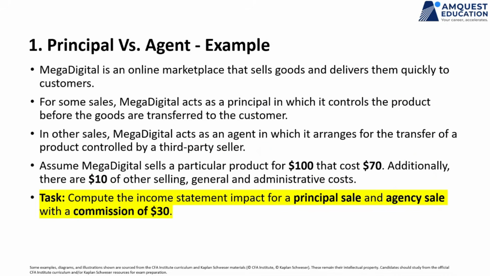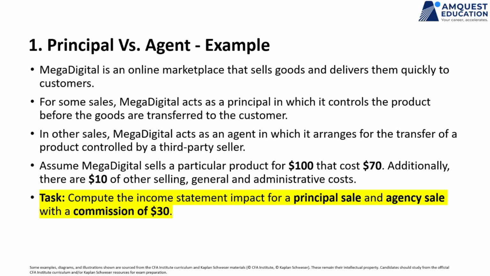Now, in this case, there is a principal versus agent example. Mega Digital is an online marketplace that sells goods and delivers them quickly to customers. For some sales, Mega Digital acts as a principal in which it controls the product before the goods are transferred to the customer. In other sales, Mega Digital acts as an agent in which it arranges for the transfer of a product controlled by a third-party seller.